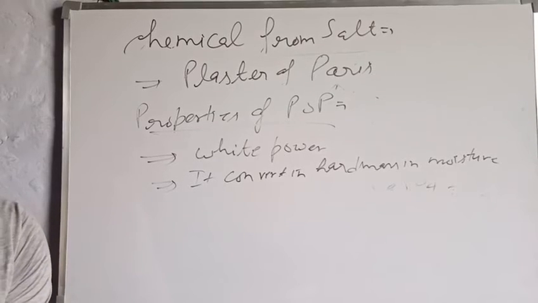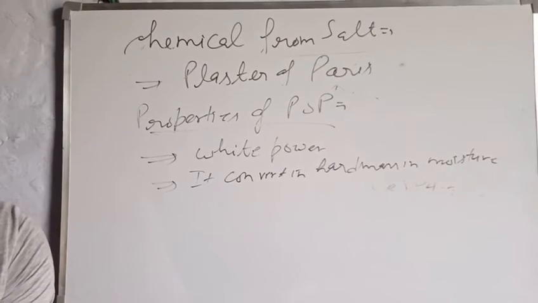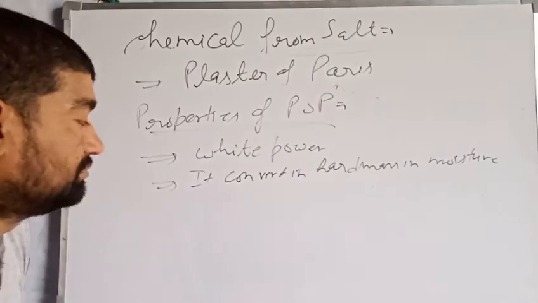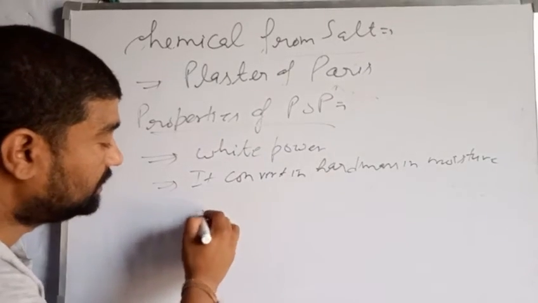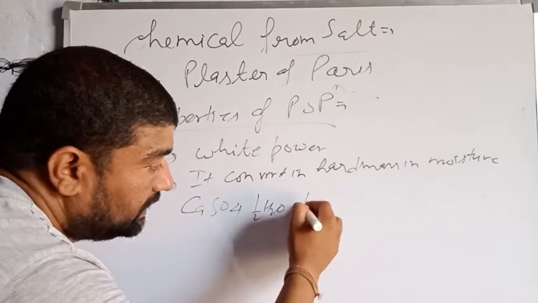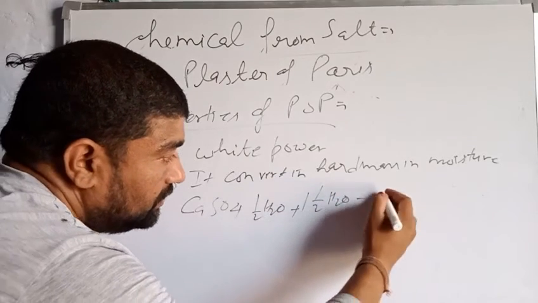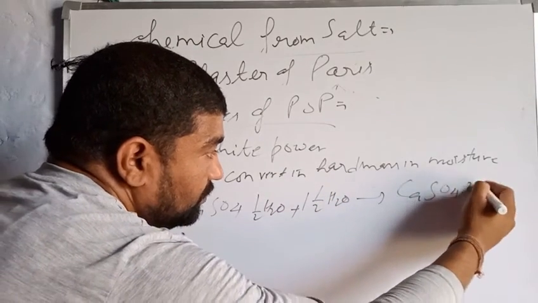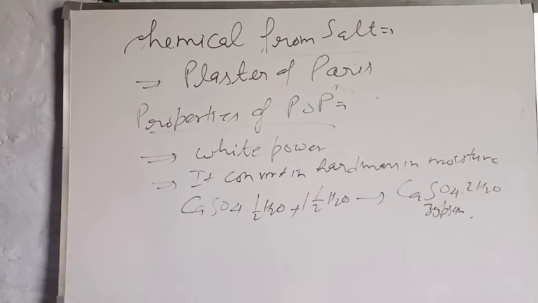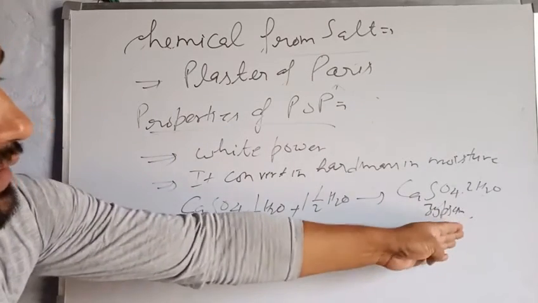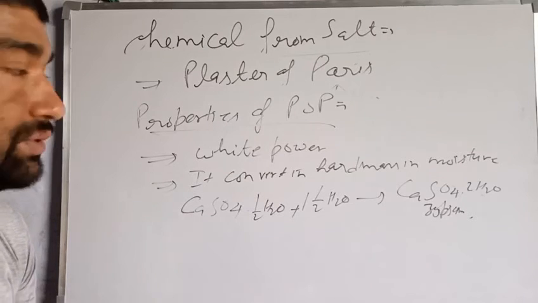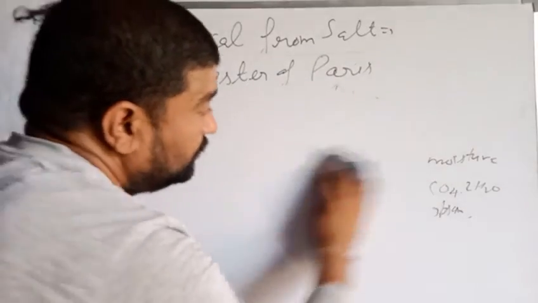Let's talk about its uses. You can also write why it is so. Actually, it's not needed, but we can write that CaSO4·1/2H2O, when it gets moisture, will convert into CaSO4·2H2O. Again, gypsum, which is a hard substance. So this is why it converts into a hard mass, which is what makes it useful.